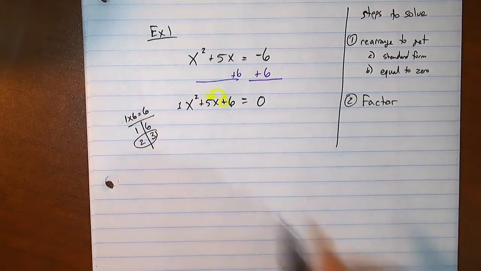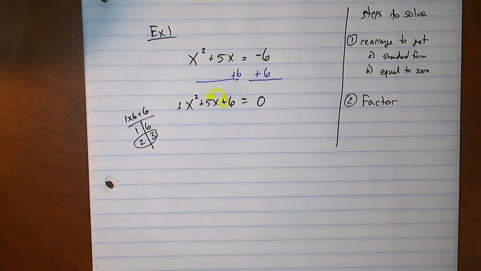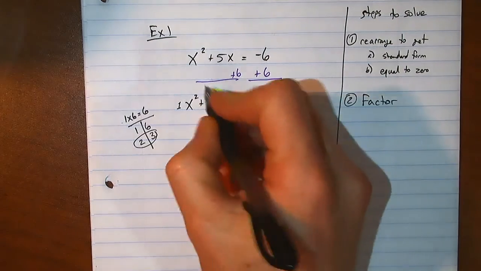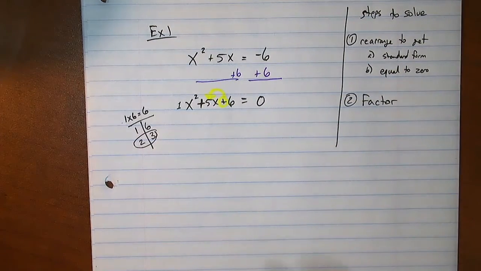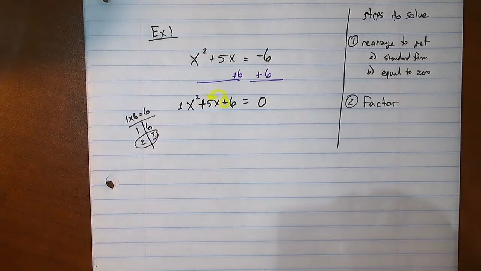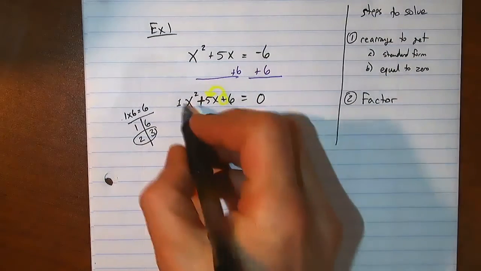So if I treat them all like they're positive, 1 and 6 add up to be 7, so I cannot use that. 2 and 3 add up to be 5. That's the one I want to use. Now I take a second to look at the sign. I need them to add up to be a positive 5. So that means I need the 2 and the 3 to both be positive. If I had a negative 2 and a negative 3, I would get negative 5. And if I had other signs, I would get something else. So it has to be positive.